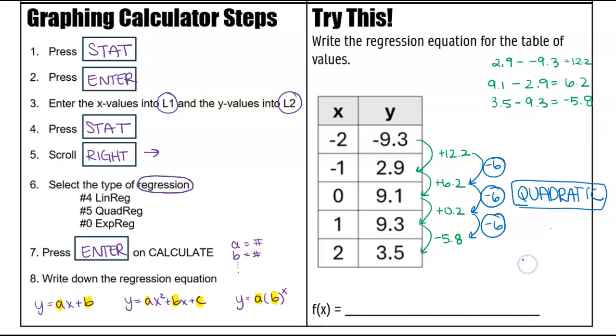How we are going to write our final answer for this problem is in that ax squared plus bx plus c form, but I'm going to put my values in for a, which was -3 x squared, my value for b, which was 3.2 x, and then my value for c, which is 9.1. So this is the quadratic equation that represents this table of values.